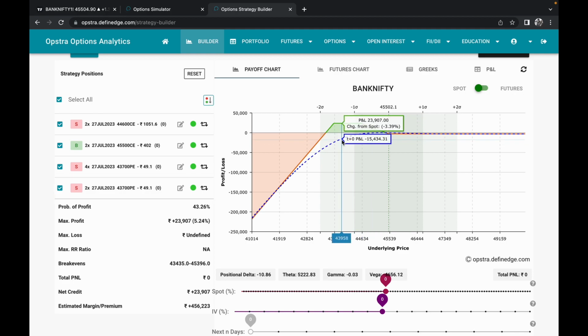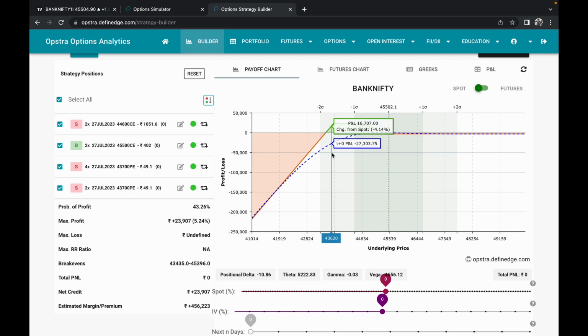As you can see here, around 15,000, 16,000, 20,000 rupees loss is there, as you can see with the blue line. The blue line is basically your current profit and loss line. If the market comes down in a single day, it's almost going to give you 21,000 rupees loss. After that, it is going to give you unlimited loss. So it is advisable to sell the put option as far out as possible.